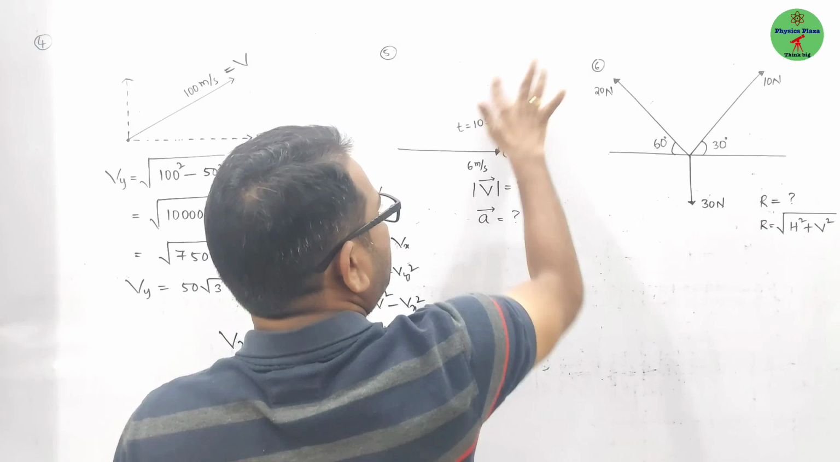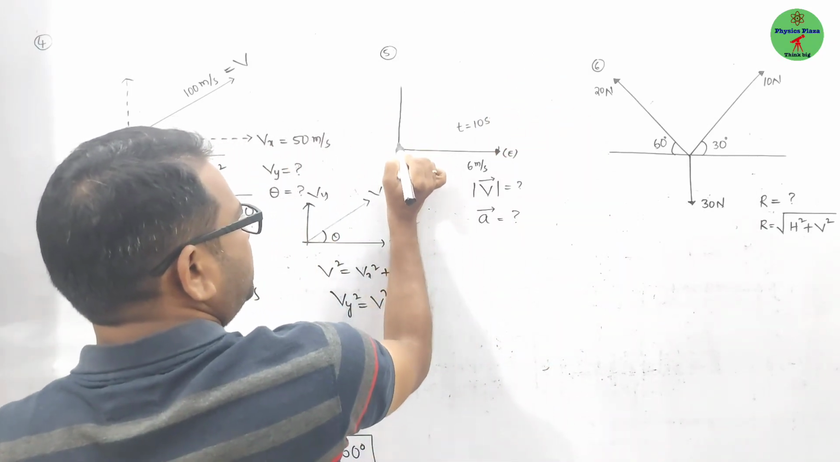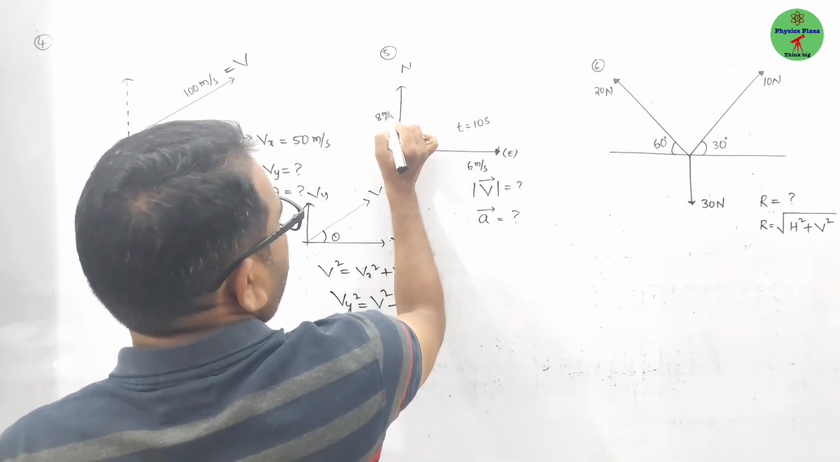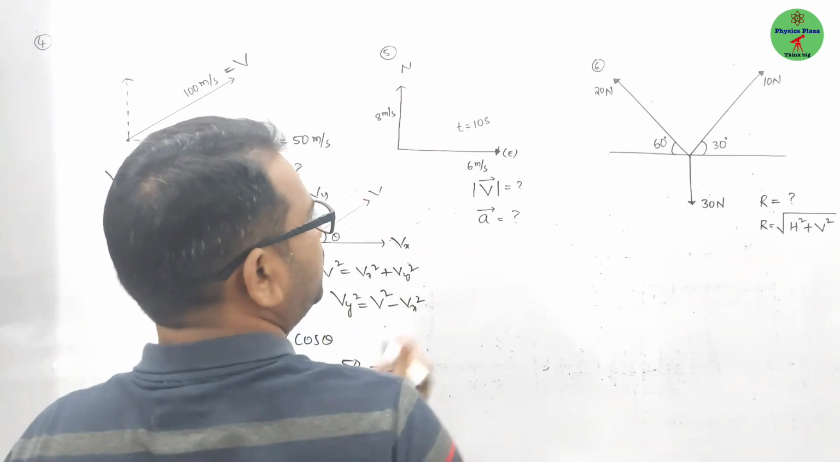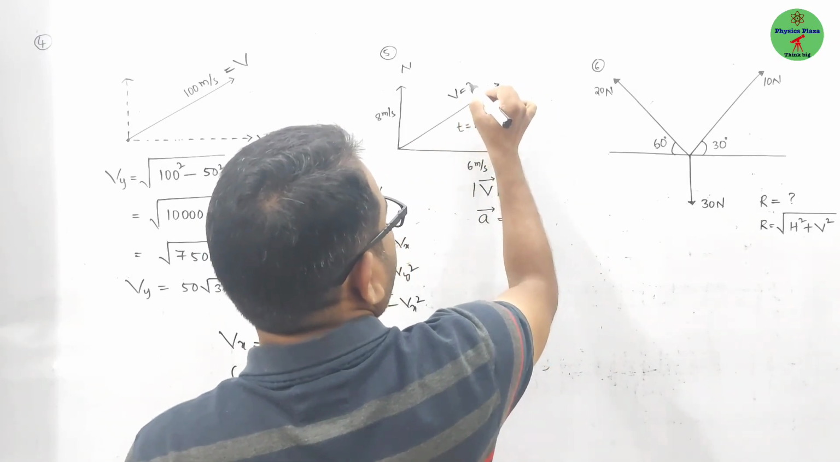For the sake of our comfort, let us shift the vector which is going towards the north, with what velocity? 8 meter per second. Now the resultant vector is this only, right? So now they are asking us to calculate this.